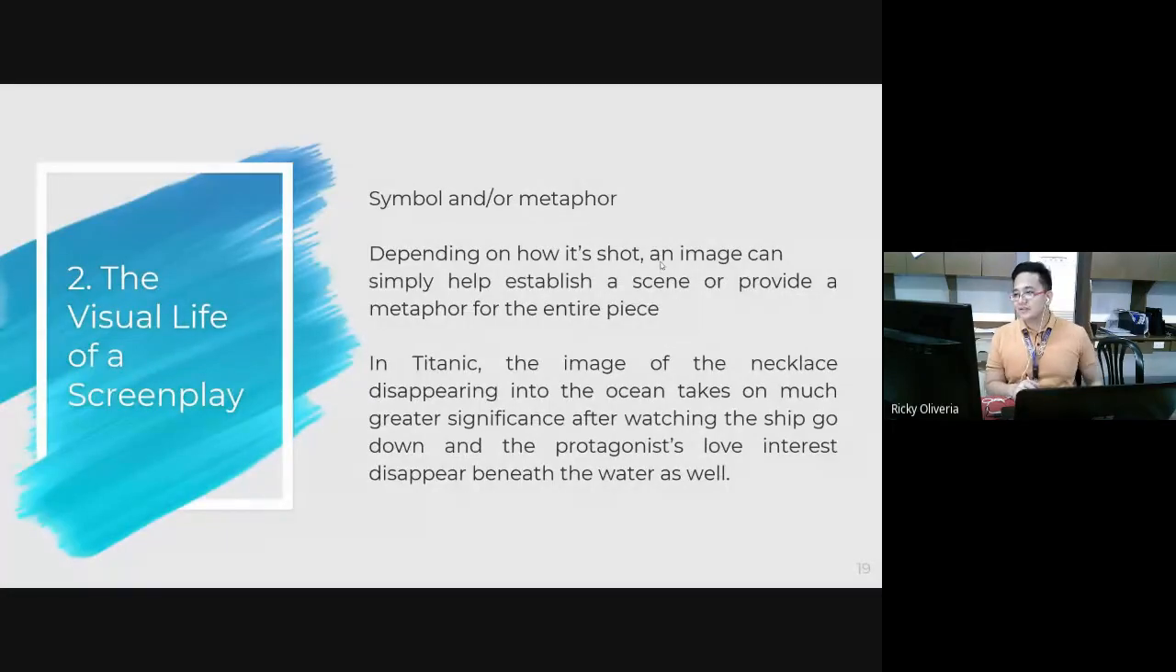So, next is symbol and metaphor. Depending how it's shot, an image can simply help establish a scene or provide a metaphor for an entire piece. Maybe nakakita na kayo ng mga example, like for example, ayan, in-indicate ko dito Titanic. Yung metaphor nila or symbol nila doon is yung necklace, 'di ba? Yung necklace na nahanap dun sa lumubog na Titanic. Doon nag-start yung story ng Titanic. Okay? So something gano'n, no?